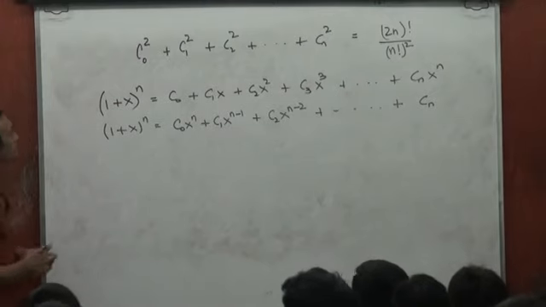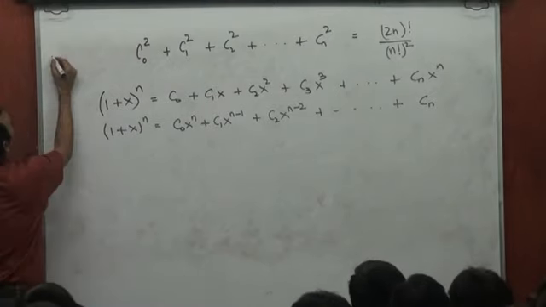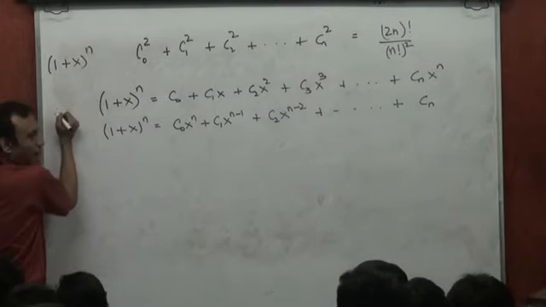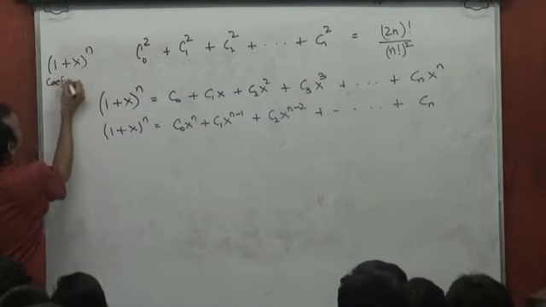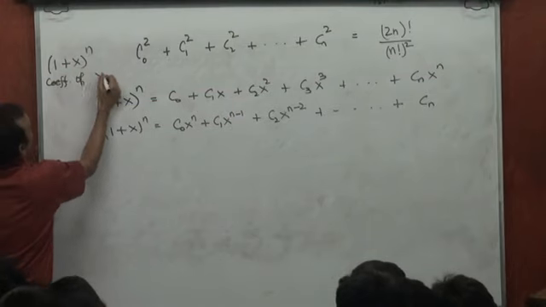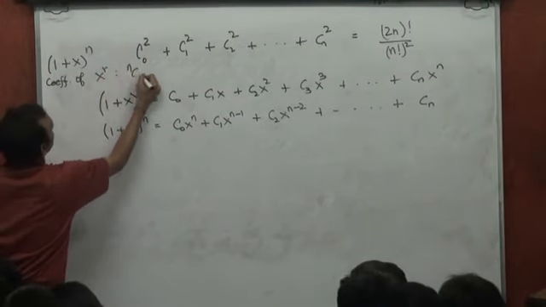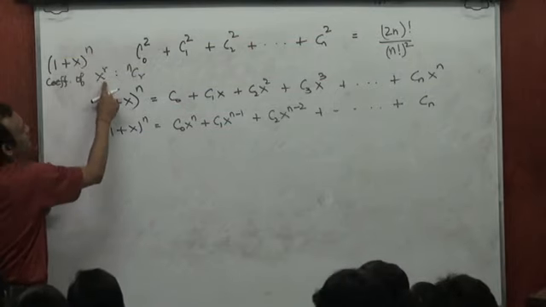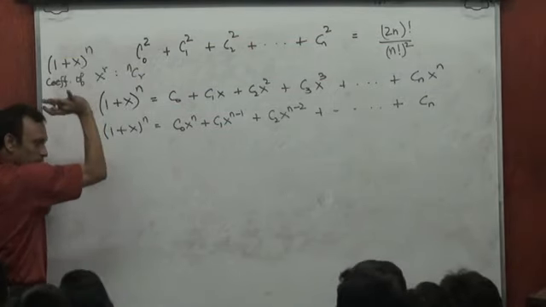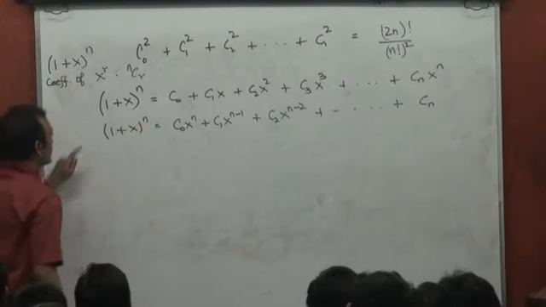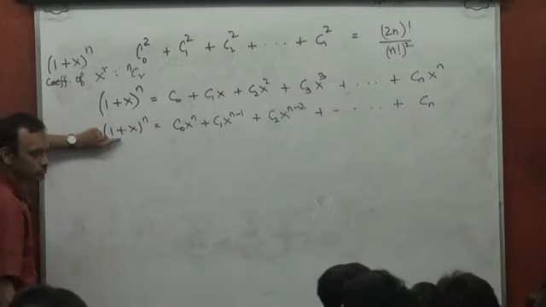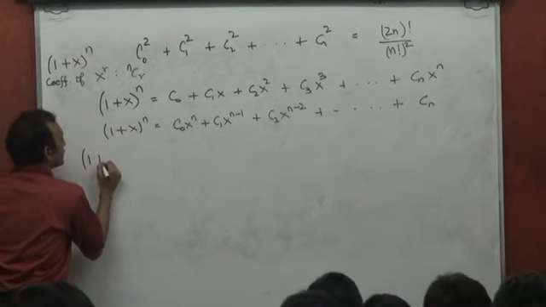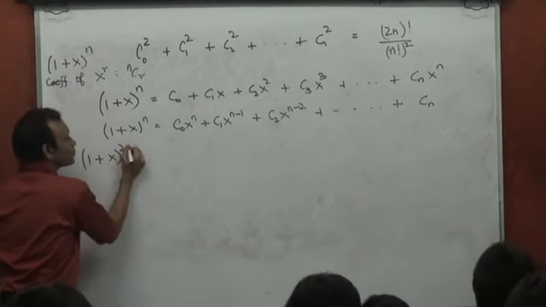One thing which we figured out is that in the expansion of (1 + x)^n, the coefficient of x^r is nCr, yes or no? Keep that in mind. Also, multiply these two, and (1 + x)^(2n) is what you get.